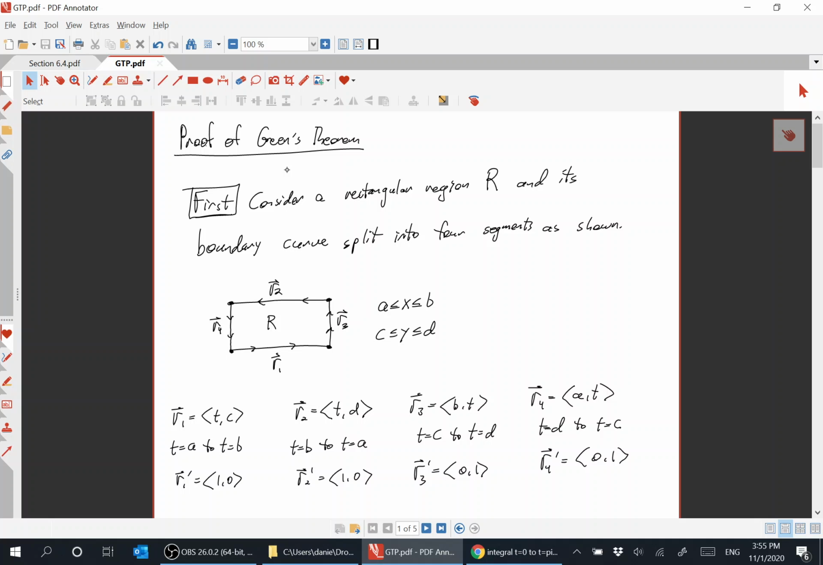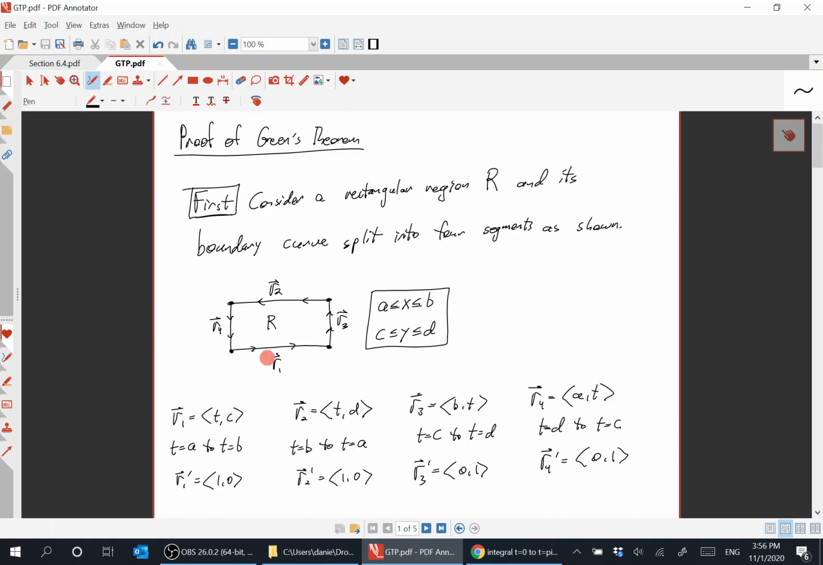First thing to do, the first step is to, and this is a conceptually very nice proof. It's the one in the book. There's other books that have different proofs that are not nearly as nice as this one. So I don't know why everyone doesn't use this one, but here it is. So consider a rectangular region and its boundary curve split into 4 segments. So this is the rectangle. A less than or equal to x less than or equal to b, c less than or equal to y less than or equal to d.